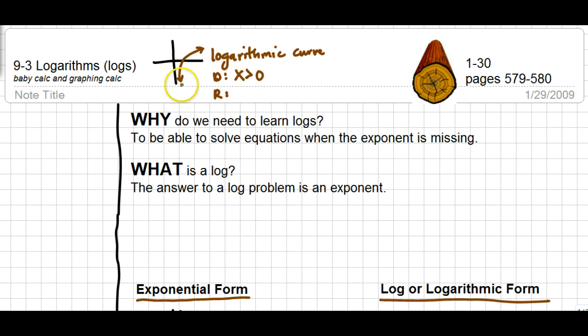For the y values, if you think about the range, vertically, this graph is going to go down and up forever, so that's going to be all reals. That's pretty much typical for most logarithmic curves.